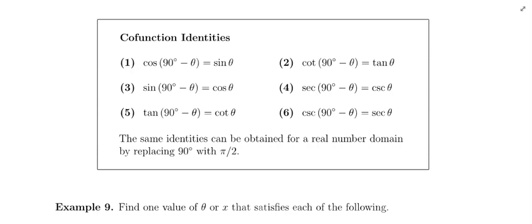The last thing we're going to talk about in this section are the cofunction identities. They are listed in the box at the top of page 8. So I'm going to read through them and then we'll start working with them.